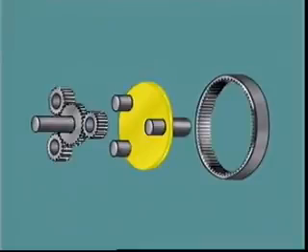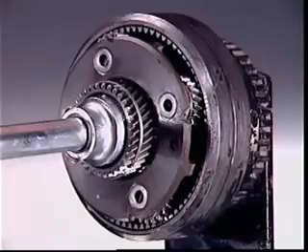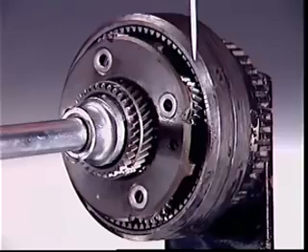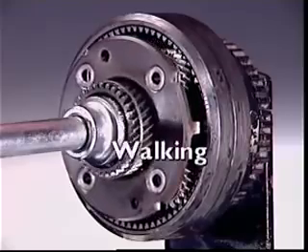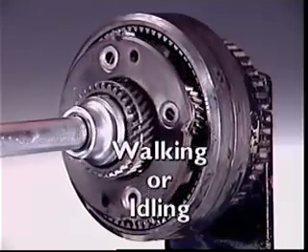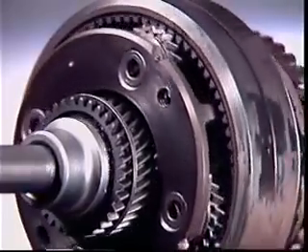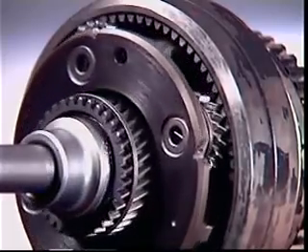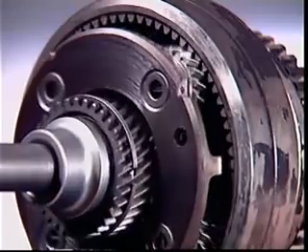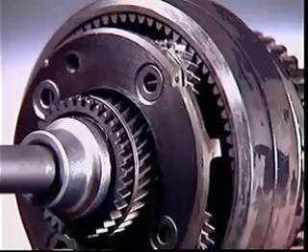It also locates them so they can mesh with an internally toothed ring gear. This means the planet pinions are always in mesh with the sun gear and the ring gear. In operation, their motion is described as either walking or as idling. Walking means that if either the sun gear or the ring gear is held stationary, the alternative driving member rotates the planet gears on their pins. This turns the planet carrier in the same direction as the driving member.